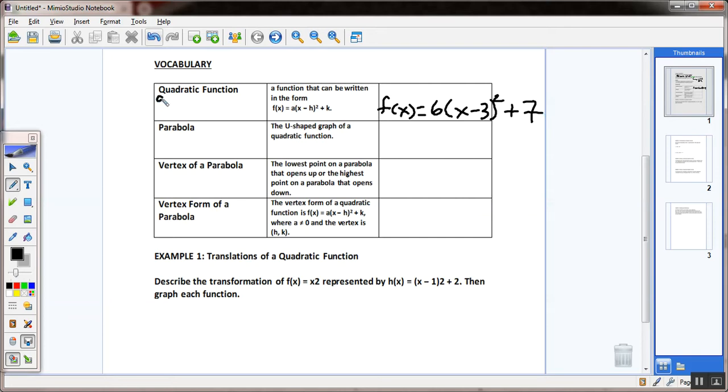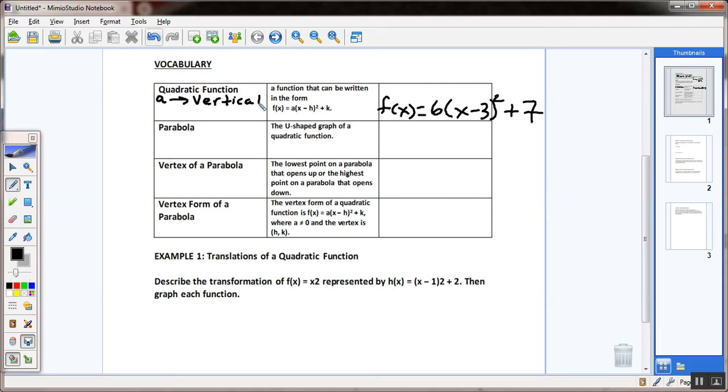But your a value in this, that's going to affect things vertical. It might be a vertical stretch or a vertical shrink. So I'm just going to put the word vertical in there, and you might want to write vertical stretch or shrink there. Does that make sense? So that a value in that formula is going to have a vertical stretch or a vertical shrink to it. Okay, so that's what that's affecting.